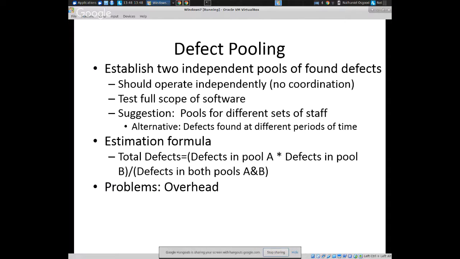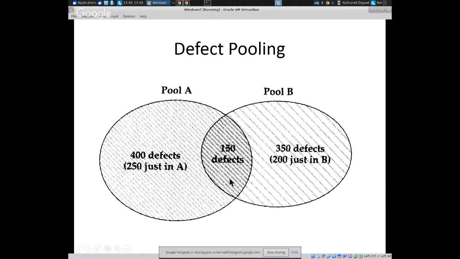So you establish two different independent pools of found defects. These are different teams, different subsets of your team, operating the same day without messaging each other and for roughly the same amounts of time and testing the full scope of the software. You do not want one group testing one part of the system and the other group testing the other part. Why not? Yeah, it also limits the number of bugs. Yeah, exactly. The whole thing is they're basically doing comparable testing, and what number do they find in common compared to the total number they find.